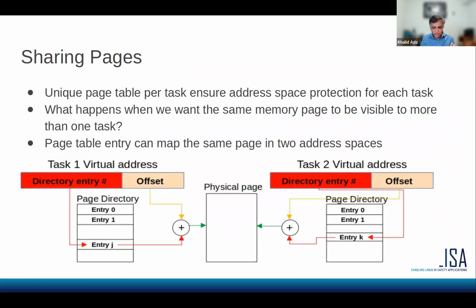Okay, so I hope how pages are allocated and then how they are managed in terms of free pages is mostly clear. So I'll move on to how the pages are shared.